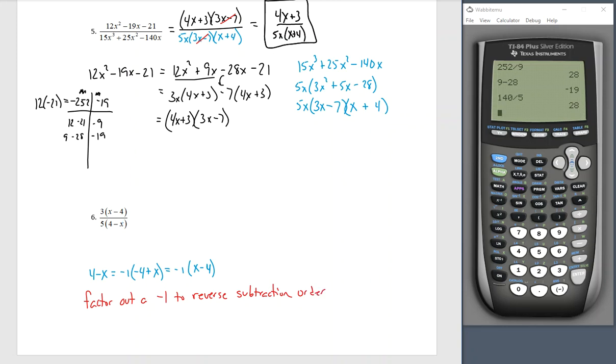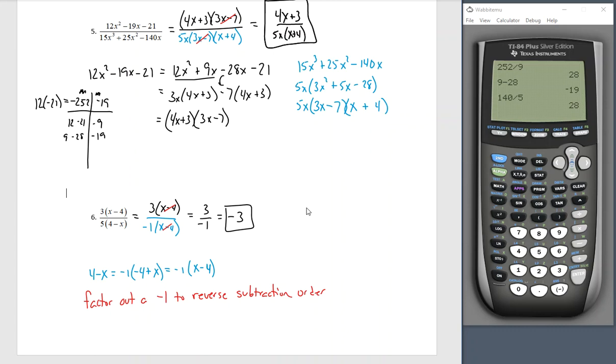All right, so what that tells us now is we have 3 times x minus 4 and negative 1 times x minus 4. Once we reverse that order of subtraction, once we switch that around by factoring out the negative 1, look at that. Now we can cancel, and we're left with 3 over negative 1, which we will always simplify because we are amazing math students. Make that a negative 3.